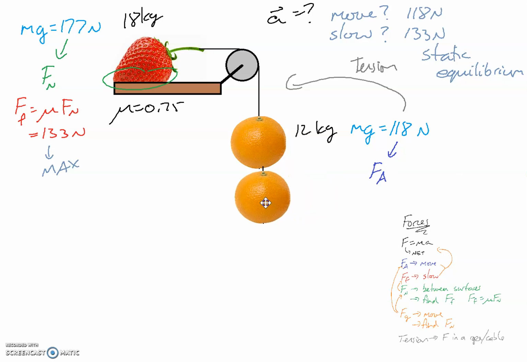Let's add another orange. Okay, bit of fruit salad going on. There you go. So here we've added another orange. Now we've got more than enough force in order to actually get this thing to move. All I've done really is adjusted my applied force. So instead of having just 118, now I've got twice as much orange going on, and we'll assume they're identical.